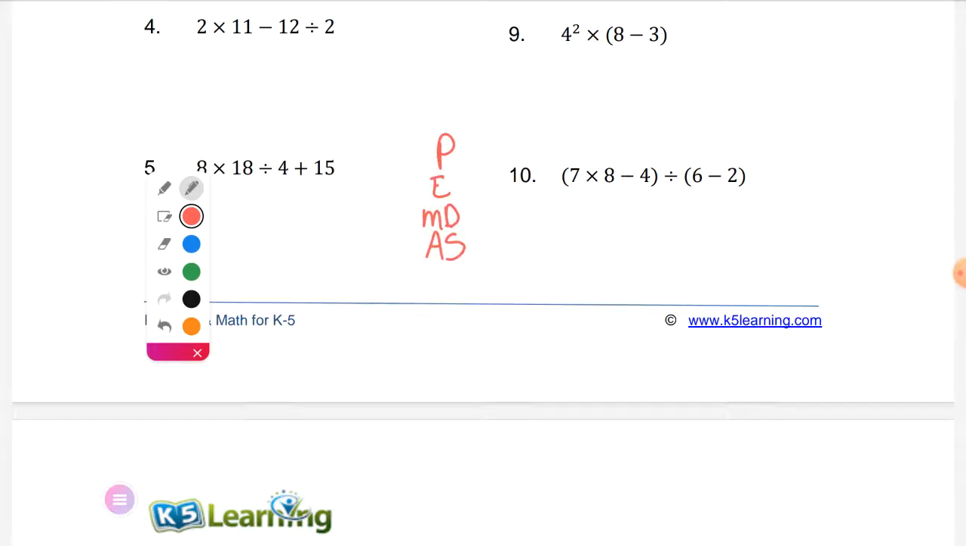What does the P stand for, Dylan? Yeah, Parentheses. Do I have any in number 10? Yes, I have 2 sets. Which one do I start with? The one on the far left. Okay, the one on the left. Why? Because it goes left to right. Yeah, because usually we go left to right if there's more than one.